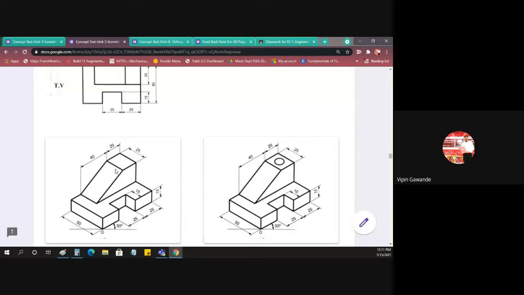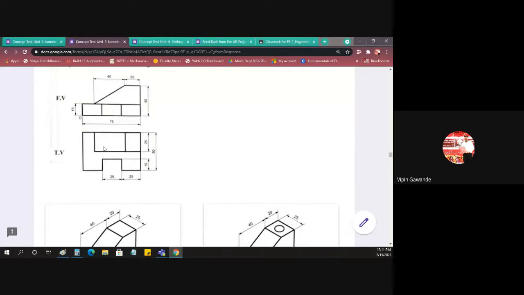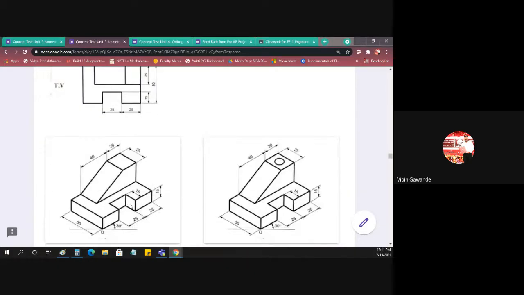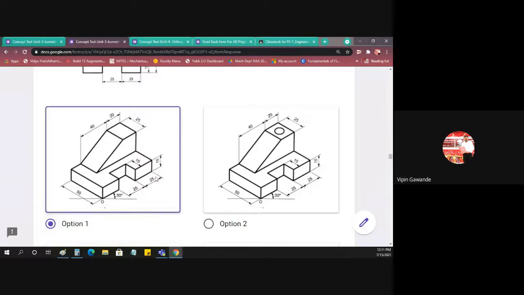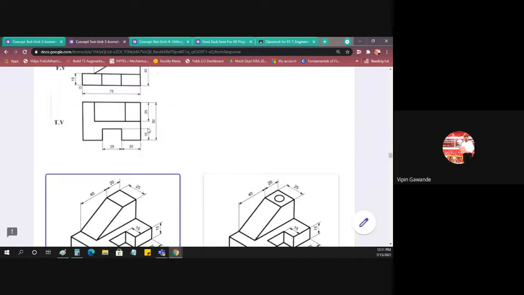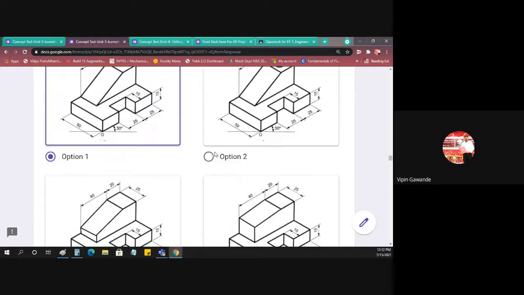Then after that we have this rectangle, and then this cutout becomes straight. You have to make this cutout vertical. So what is the correct option for this one? Option 1 is correct. Why not option number 2? Because here a circular cutout is there in the top view. Here we get a circle, but here the circle is not shown. So that is not the correct option.